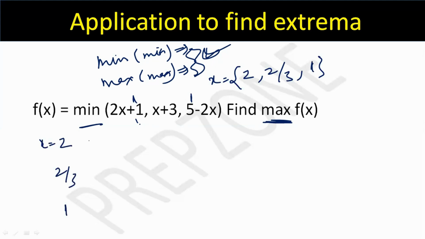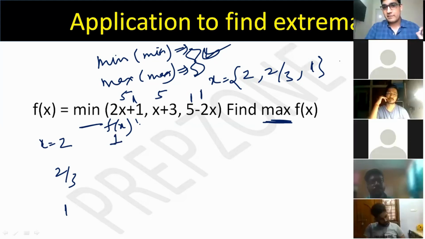I have to find the value of f(x). So when x is 2, it is 5. Of course, I have equated these, so these have to be the same value. And this one is 5 minus 4, which is 1. So f(x) will be the minimum of 5, 5, 1, and hence it will be 1. I think most of you are saying it is 5, but it will not be 5. It has to be 1 because f(x) is the minimum of all the three values.